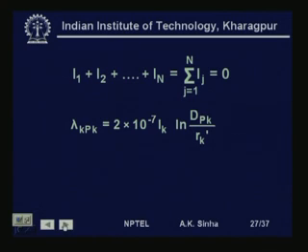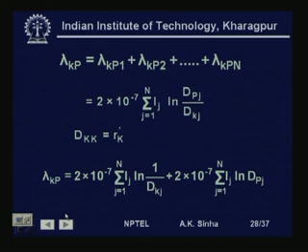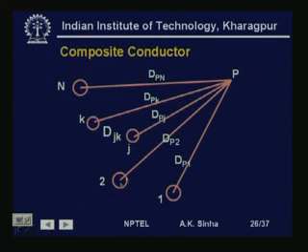Now, using the earlier relationship, we can find out the flux linkage for the conductor K up to a point P due to current flowing in conductor K, which will be given by 2 into 10 to the power minus 7 Ik ln D_pk, that is the distance of the conductor K from P, divided by r', which is the radius of this conductor.